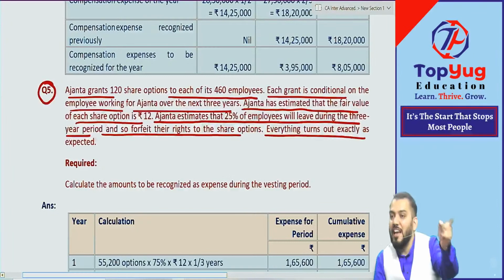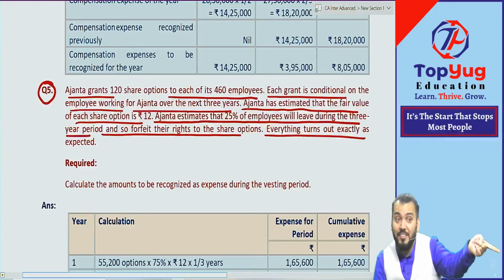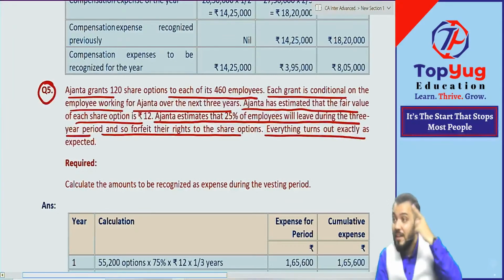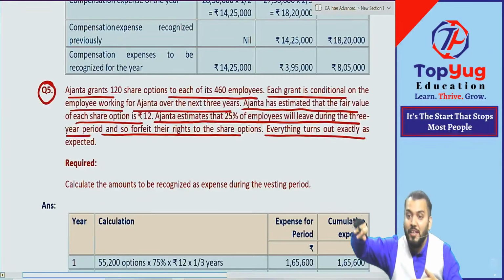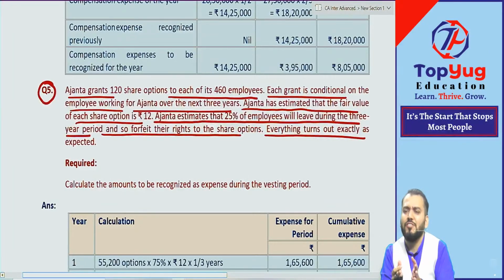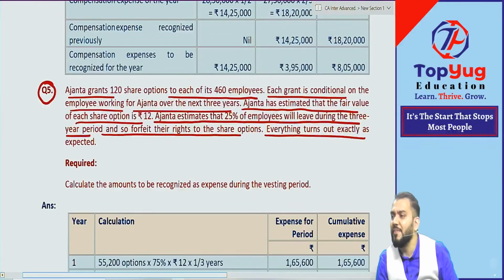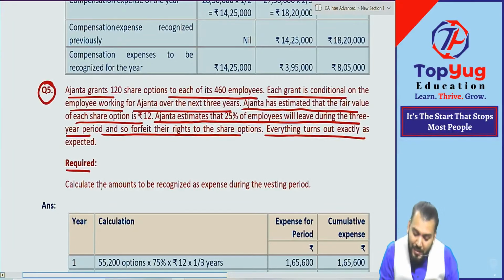Earlier, in my question, actual and expectation were different. Remember, I gave an estimate and then the actual was different. In this question, to keep it simple, the actual and expected were the same. Required: calculate the amount to be recognized as an expense during the vesting period.